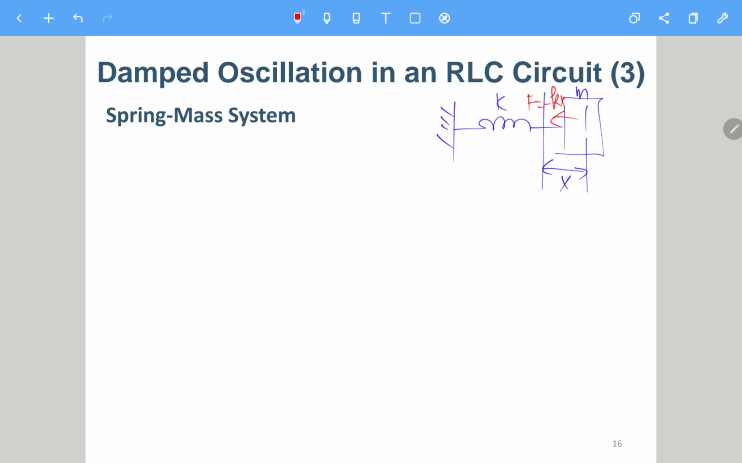Also, we try to model the frictional force. The frictional force, 阻力, we can just model it as F friction equals negative B times dx/dt. Or if you're familiar with calculus, you know this is actually negative B times V. Which means that if the velocity is high, the frictional force will be larger.